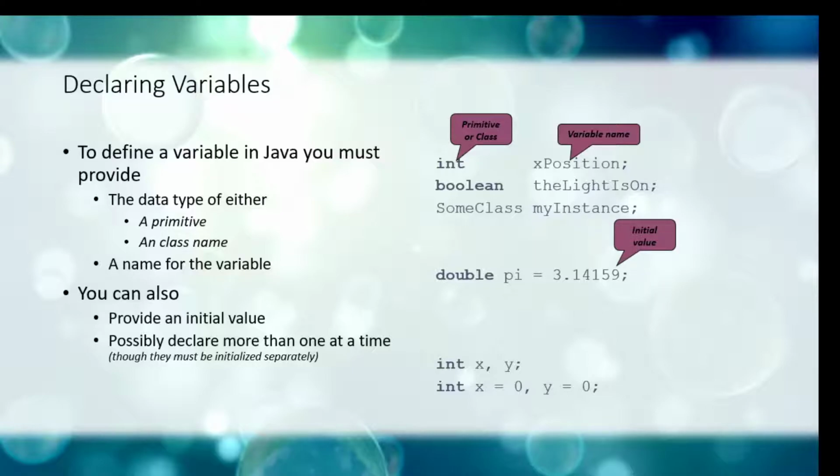I can give a variable an initial value when I define it. So here is my variable pi, 3.14159. It's a kind of fixed initial value. And technically speaking, Java allows you to put multiple declarations on the same line, possibly with multiple initial values. They have to be done separately, as you can see here.